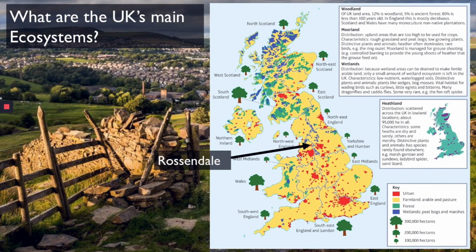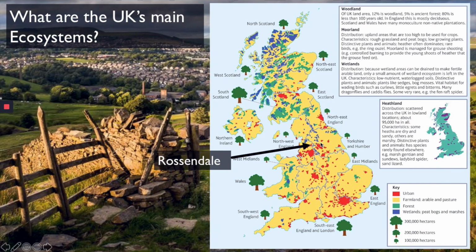Now let's have a look at where these ecosystems are located within the UK. So this map shows the UK and it shows where Rossendale is on the UK. So we're in the northwest of England. Now in the north of Scotland, we see a lot of our woodland and wetland ecosystems. And in the southeast of England, it's mostly arable farmland and urban areas. Our heathland occurs around the coasts in our sandy soils, where we'd expect to find it.